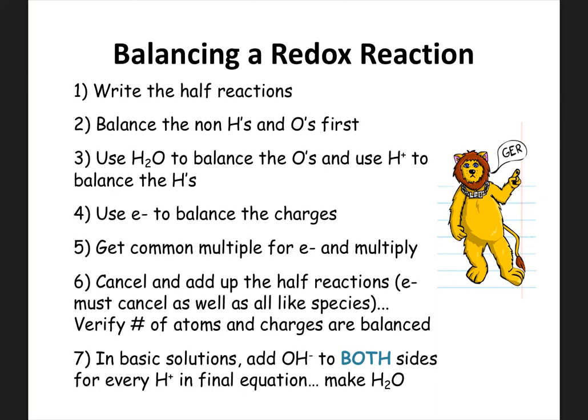But then there's one more step here that you would need to do if it says that this is taking place in basic solutions. So if you're told this is taking place in basic solutions, you'd have to add OH minus to both sides for every H plus in your final equation. So if you had 4 H plus on one side of your equation, you would have to add 4 OH minus to both sides of the equation.